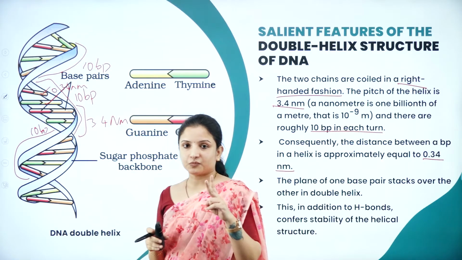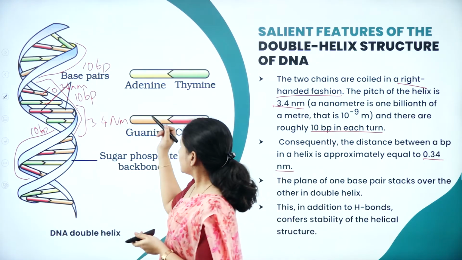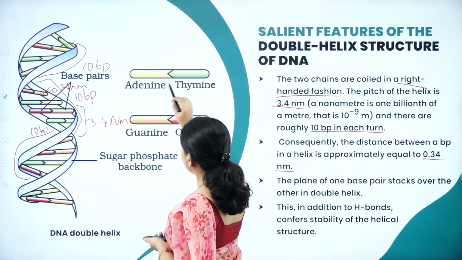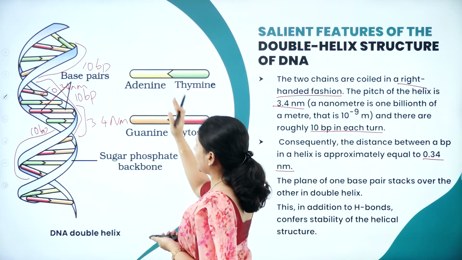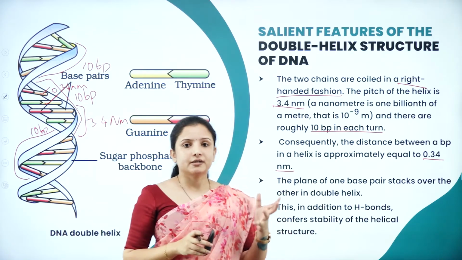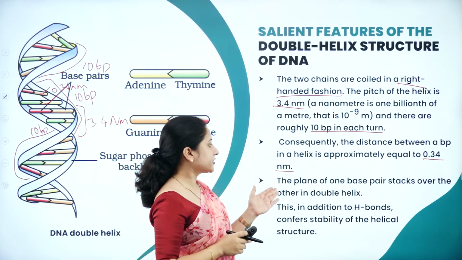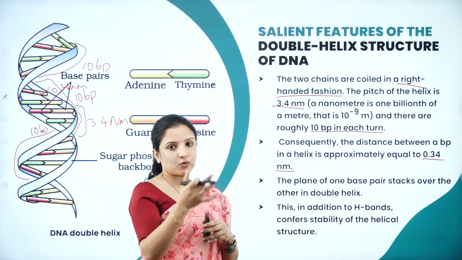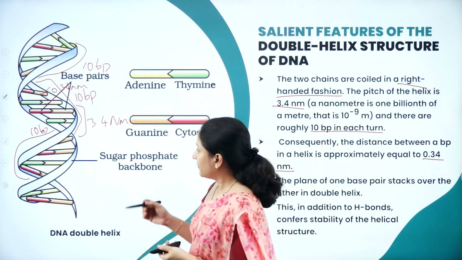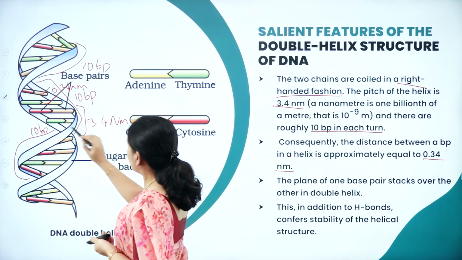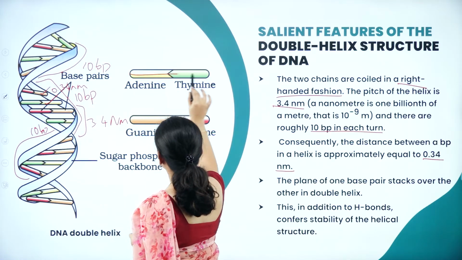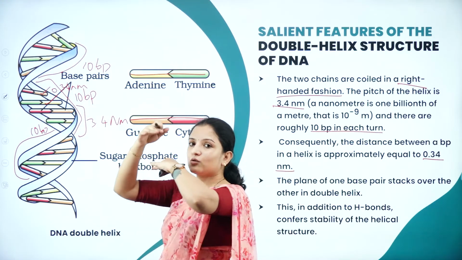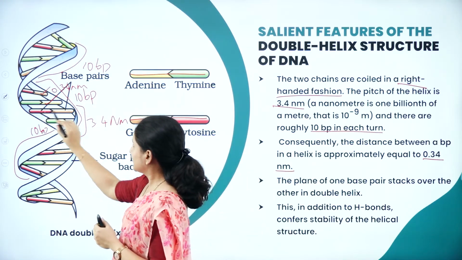Distance between the base pair. So, for example, the distance between adenine and thymine, or the distance between adenine and guanine, is somewhere around 0.34 nanometer. And the plane of one base pair stacks over the other in a double helical manner. That is the second point, right? So they are stacked one above the other, as you can see here.